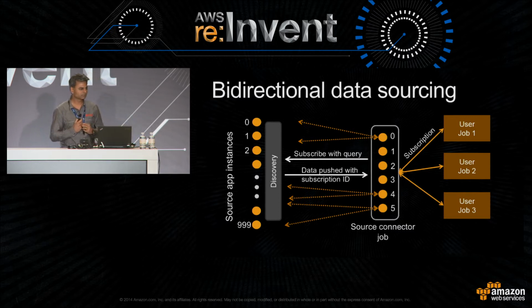Instead, what we do is when a stream processing job is started, it sends a subscription all the way up to the actual service instances that are running, with a query. And there could be multiple jobs, each with a different query. These all get subscriptions all the way up, and then the actual app server starts streaming the data that match that query. So this makes it a bidirectional flow of information, first with a subscription with a query, and then the actual data streaming back.